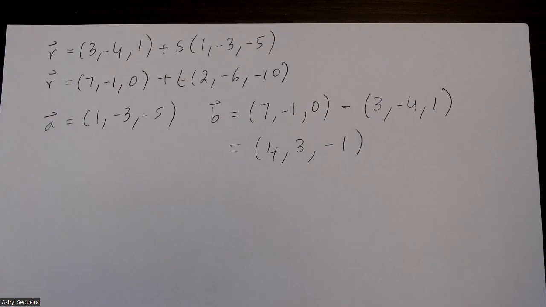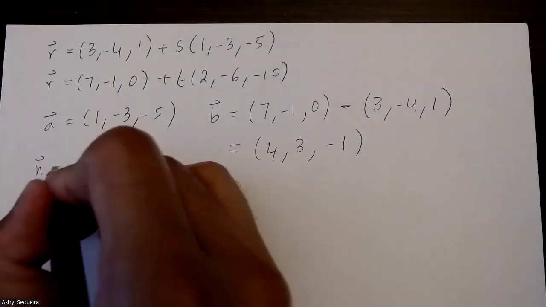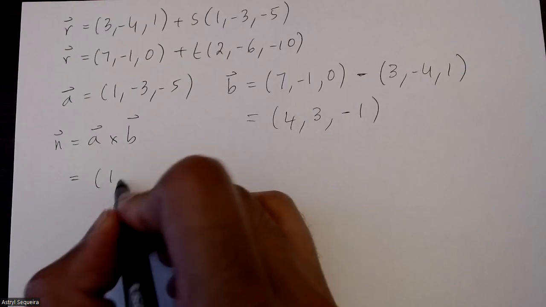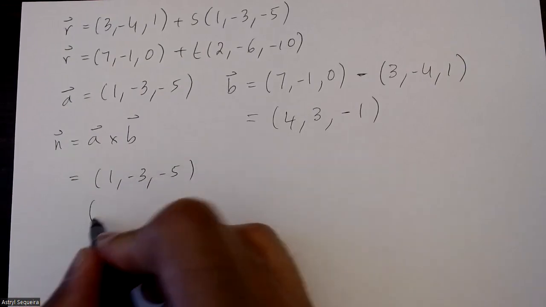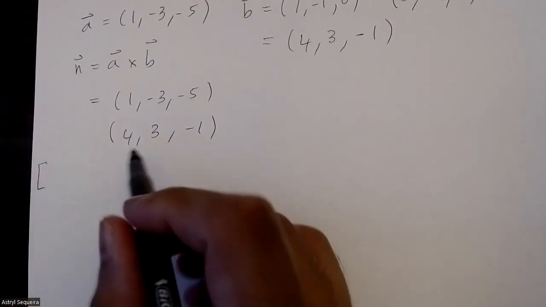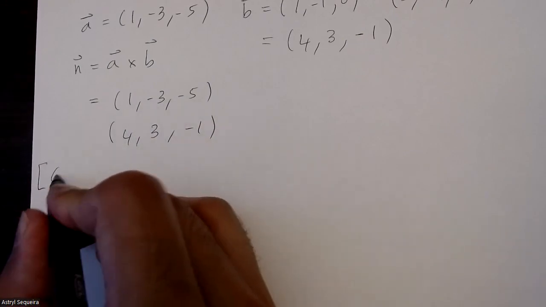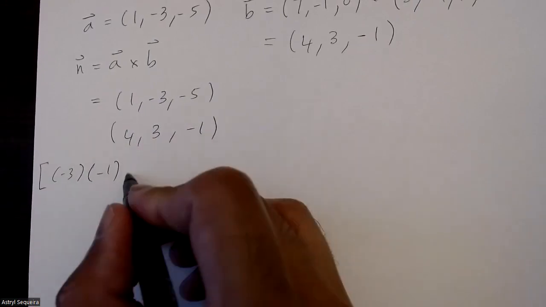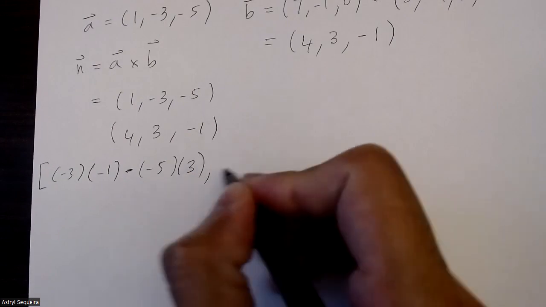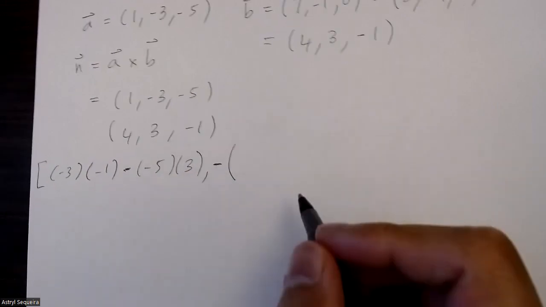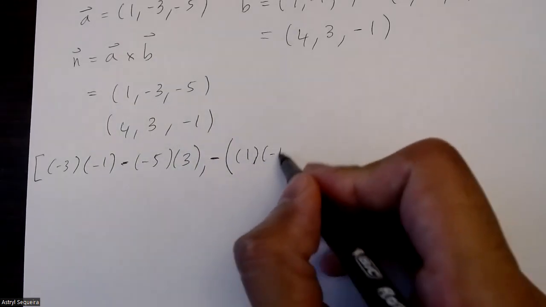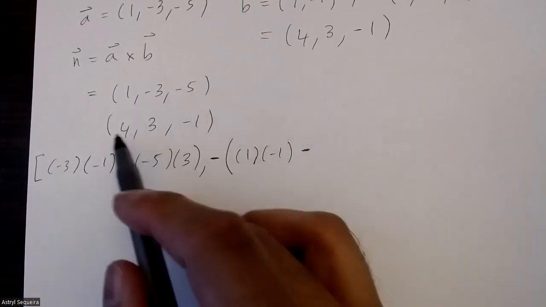So now that we have our two direction vectors, we can just cross multiply them to get our normal vector. So 1, negative 3, negative 5 times 4, 3, negative 1. If we do our cross multiplication here, for my x, it's negative 3 times negative 1 minus this times that, negative 5 times 3. We put a negative for our y coordinate, and I have 1 times negative 1 minus negative 5 times 4.